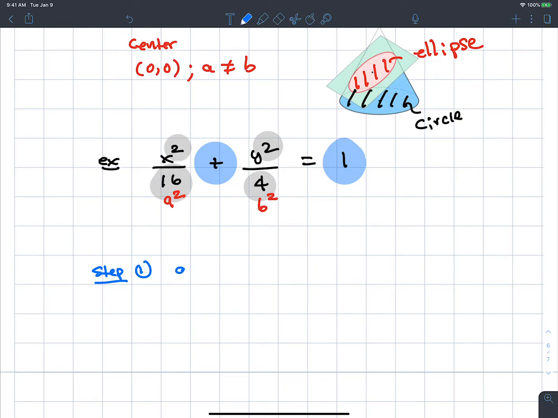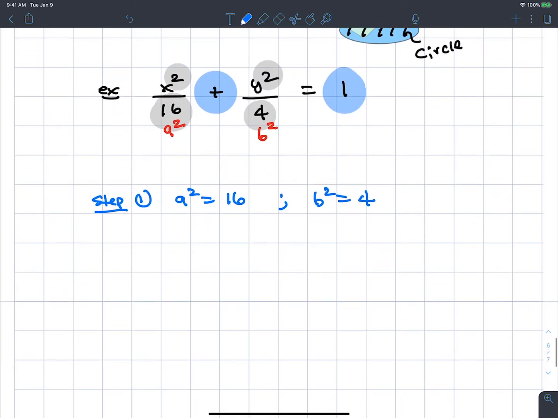We're going to let a squared be 16 and b squared be 4. So you let a squared be that number, let b squared be the other one. So I'm just going to give you it in words. I'm going to say, really? Here's what we're going to say.